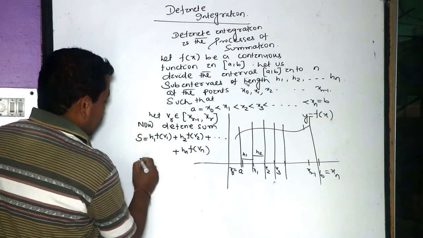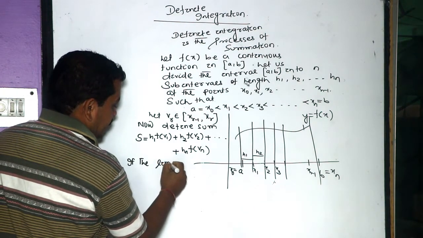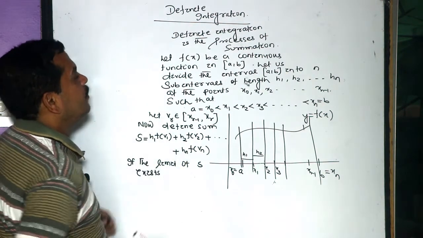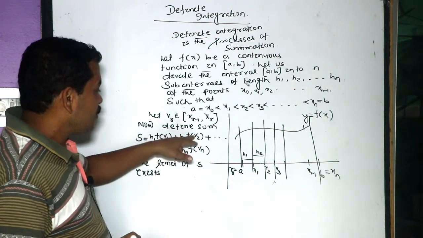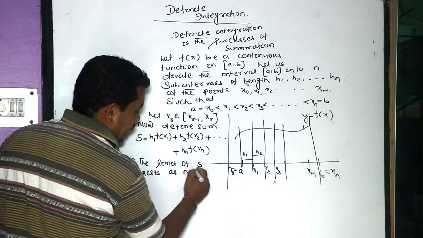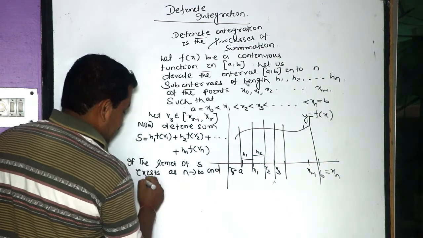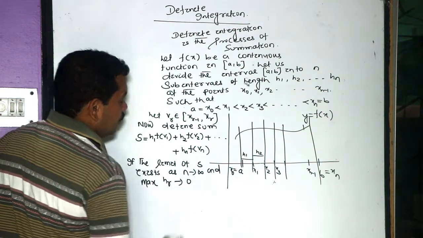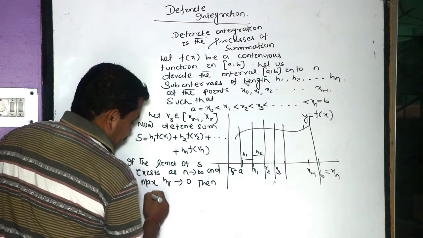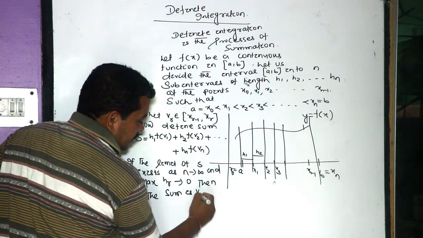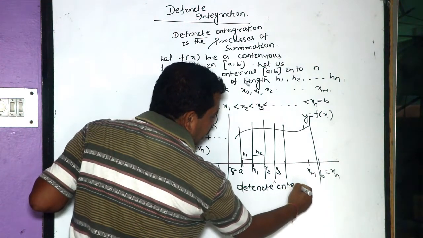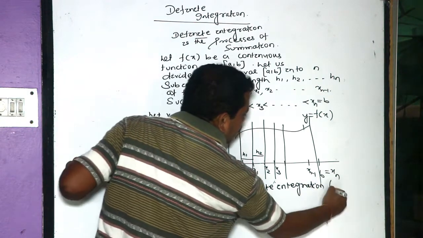If the limit of this sum S, that is h1 f(v1) plus h2 f(v2) plus ... plus hn f(vn), exists as n tends to infinity and the maximum of hr tends to 0, that is, the length of the subinterval tends to 0, then the sum is known as the definite integration from a to b.